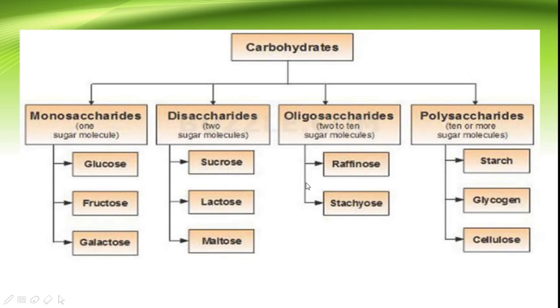Then disaccharides, the sucroses, lactoses, maltoses, are formed when 2 sugar molecules combine and join. And for more than 2 up to 10, there are the raffinoses and stachyoses. The polysaccharides are more than 10 sugar compounds. They combine and form starch. The glycogen and the cellulose are also examples of polysaccharides.